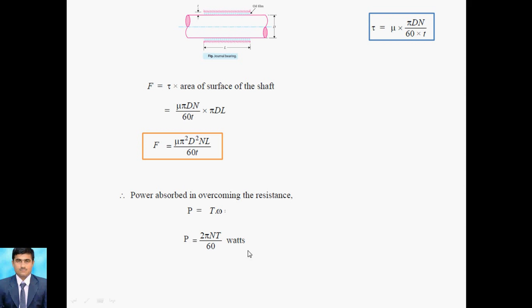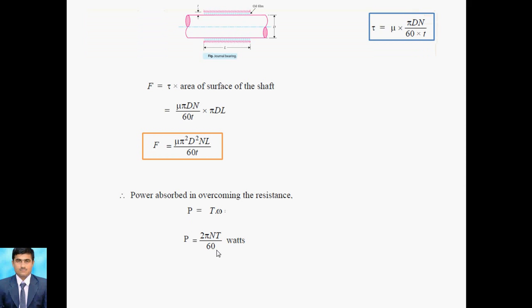So this P omega, we know that omega is 2 pi N by 60, and T as it is. So power, whenever you get for power, P is equal to 2 pi N T by 60. This is in terms of watt. So this is about the real solution for journal bearing. Whenever we have to find out the power absorbed to overcome resistance, you can go for this P is equal to 2 pi N T by 60. If you know the T, that is torque, and speed, then we directly get the power in terms of watt. So this is about the journal bearing.